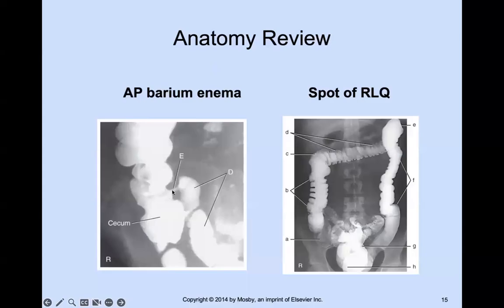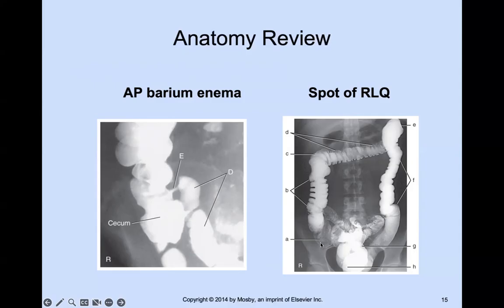So this is what we're looking at, the ileocecal valve, which is very important. The radiologists pay close attention to this area. Okay, and then emptying into the cecum. So if E is the ileocecal valve, then D must be the terminal ileum.